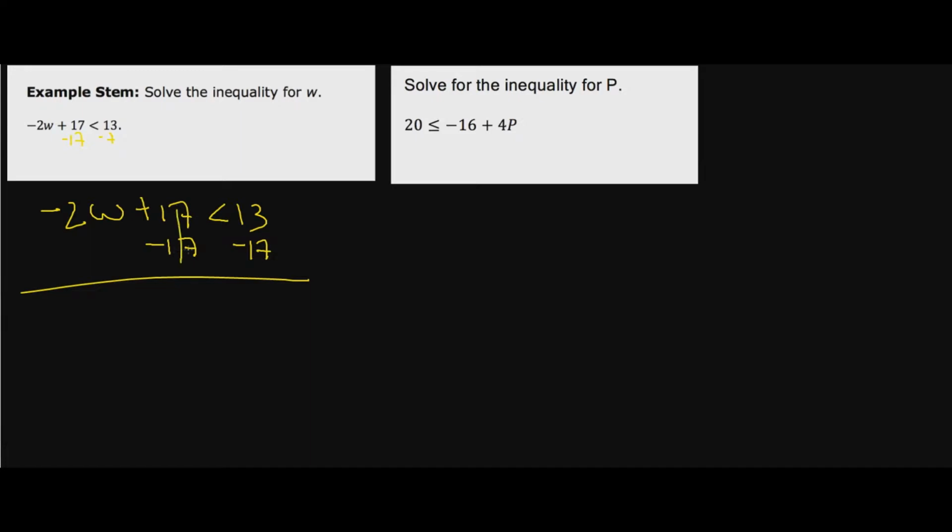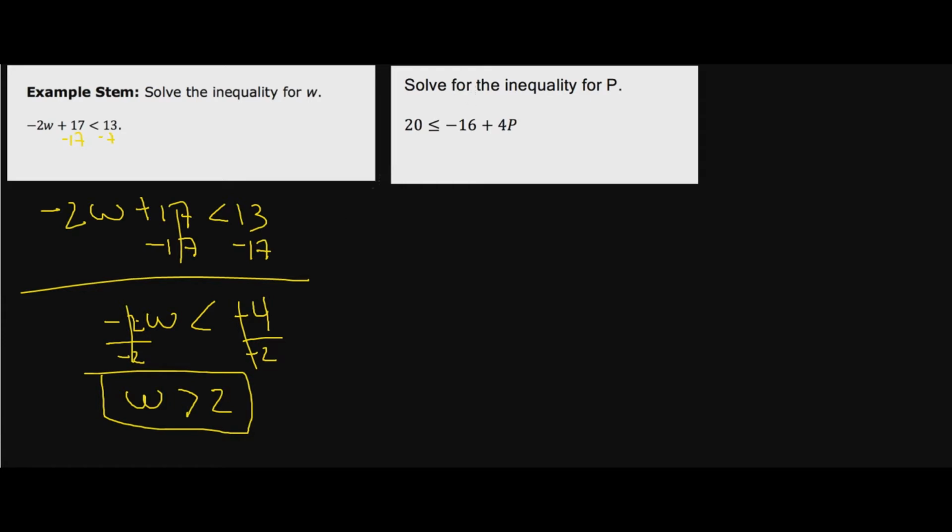This cancels out here. 13 minus 17 is going to give me negative 4. Okay, and I'm just following this here. We get negative 2w like such. Well, now I need to divide by negative 2. And whenever we're dividing or multiplying by a negative value, it's going to flip the inequality. Negative 4 divided by negative 2. The negatives cancel, and we're left with 4 divided by 2, which is 2. So we get w is greater than 2.